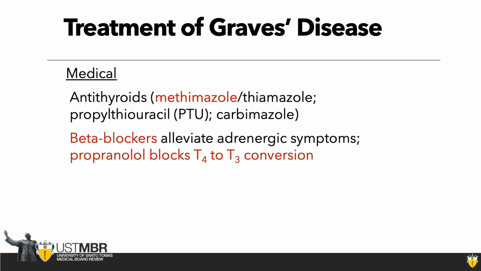Treatment, medical: you give antithyroid drugs because it's new hormone being produced. The drug of choice is methimazole. Number 2, it's methimazole. Number 3, it's methimazole. Okay, PTU is less effective and it has more side effects. So to temporize the adrenergic symptoms, we give beta blockers. In extreme cases, like thyroid storm, for example, we will choose specifically propranolol because among the beta blockers, propranolol is the one that blocks the conversion of T4 to the more active T3.